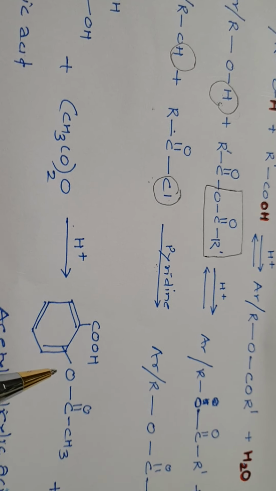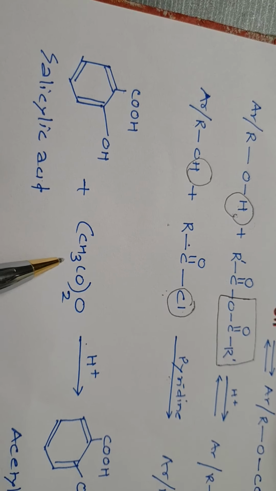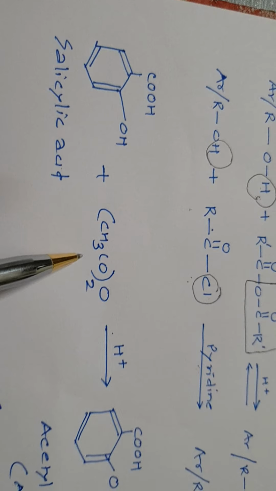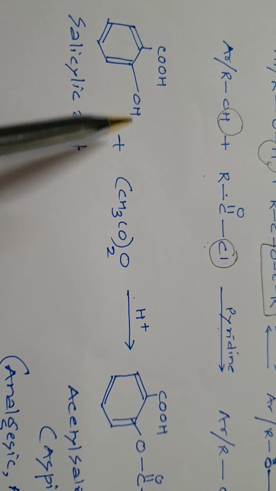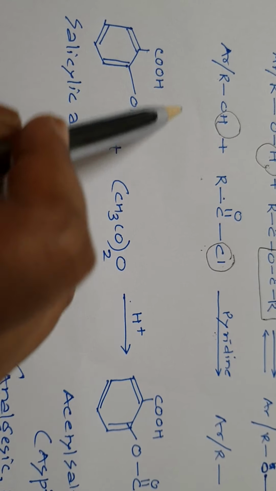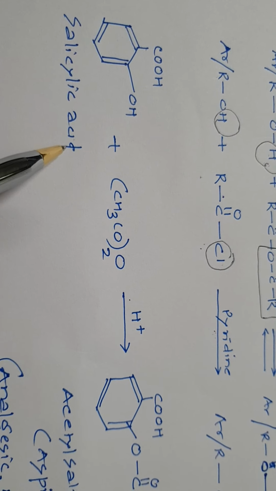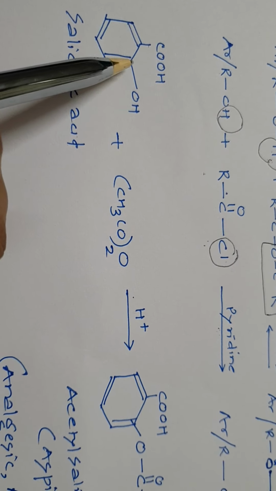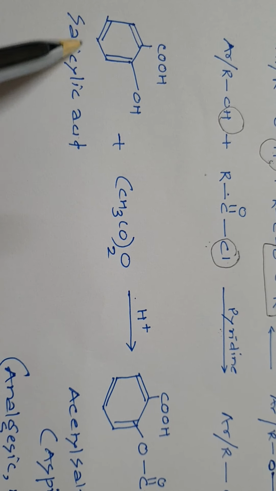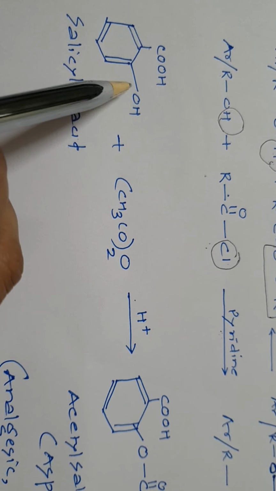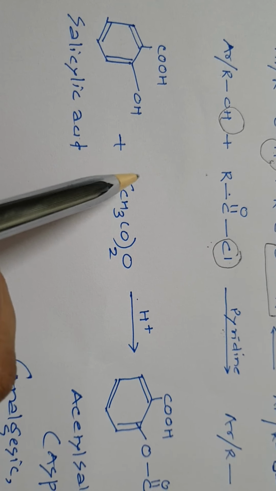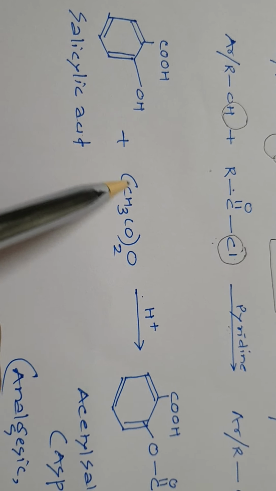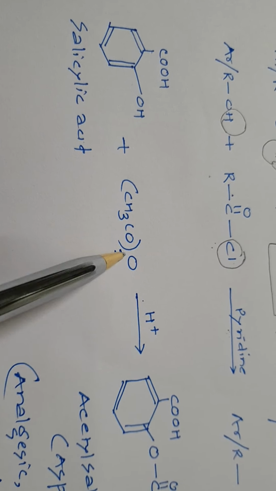acetylation. Acetylation, wherein an acetyl group is being added. Now this is a very important example under our study, wherein we see salicylic acid. Salicylic acid is 2-hydroxybenzoic acid. 2-hydroxybenzoic acid undergoes a reaction with acetic anhydride.